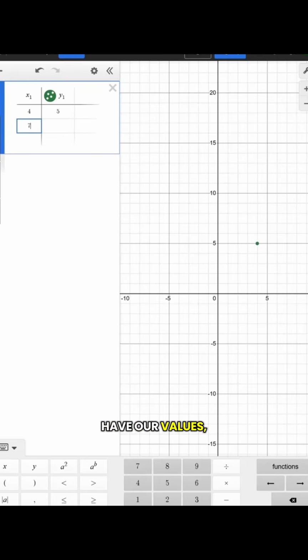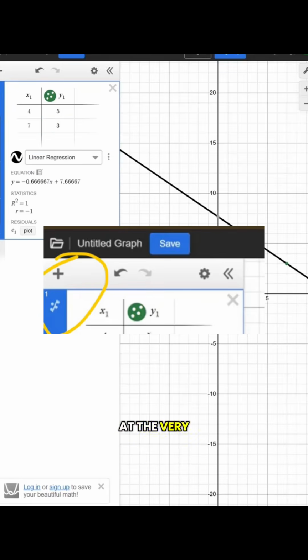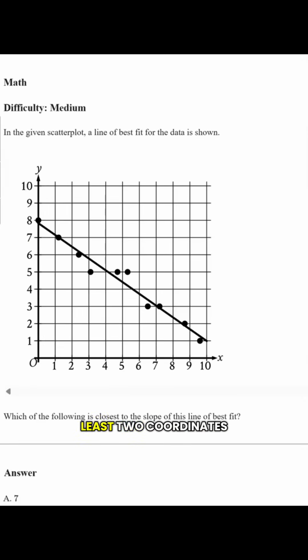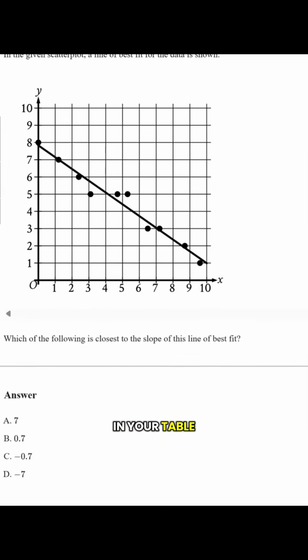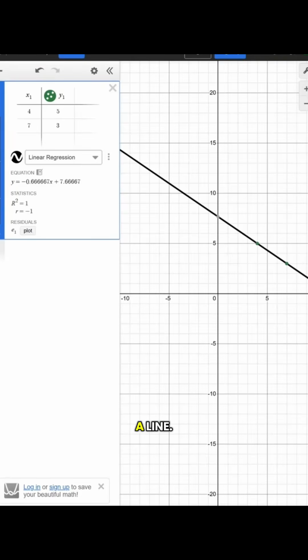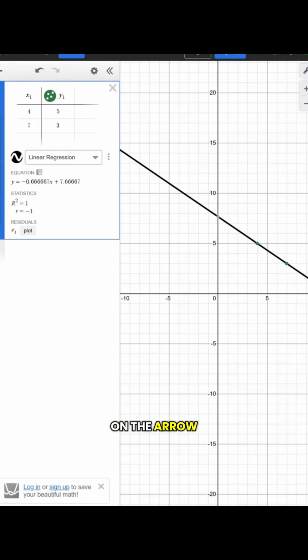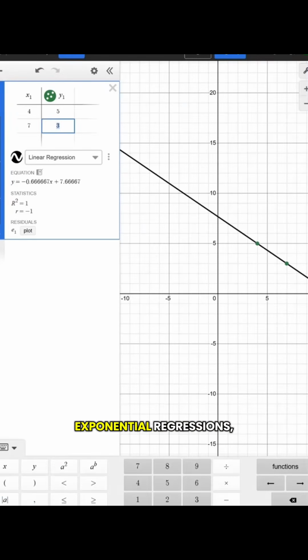Now that we have our values, we could plug them into the table and we're going to press those dots at the very top left corner. It should consistently appear as long as you have at least two coordinates in your table on Desmos. And that's going to give you your line. Of course, if it's not linear, you could select the arrow and it'll give you quadratic, exponential regressions, any kind that you may need.